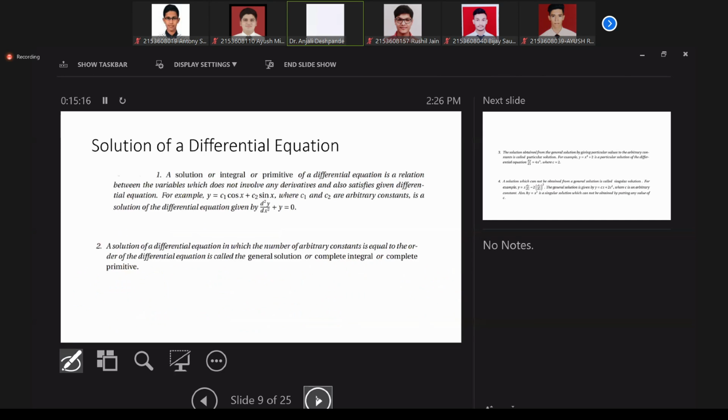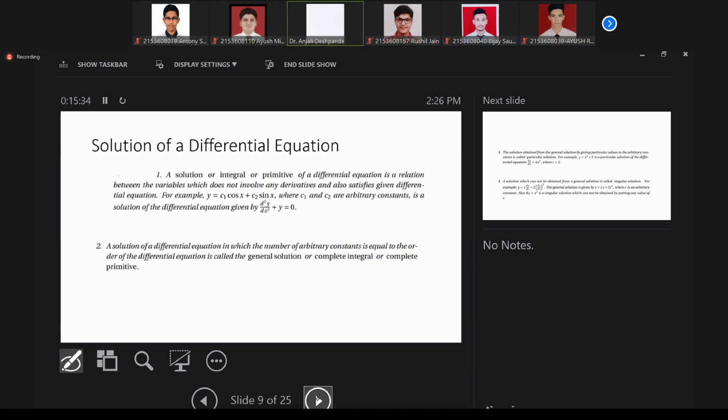Now let's go to solution. So we have developed the definitions of the differential equation, just a general differential equation. Then we saw what is ordinary, then we saw what is partial. Now we are talking about the solution of the differential equation.